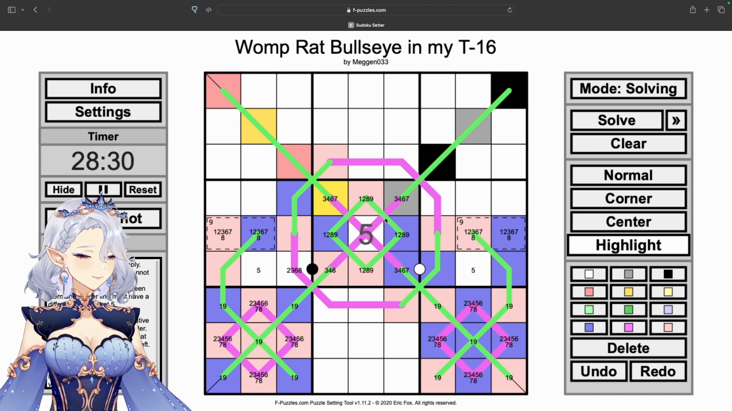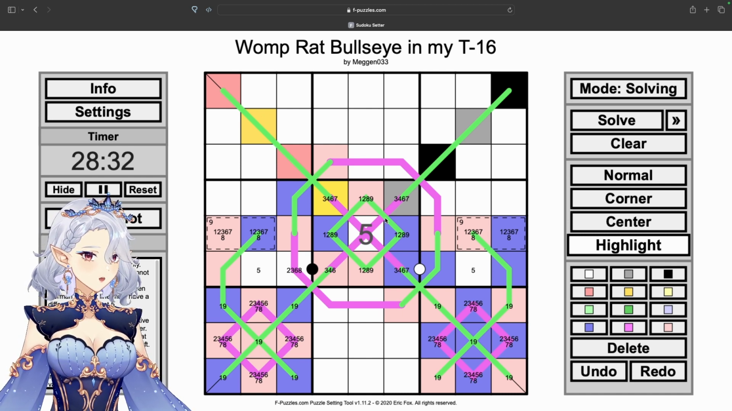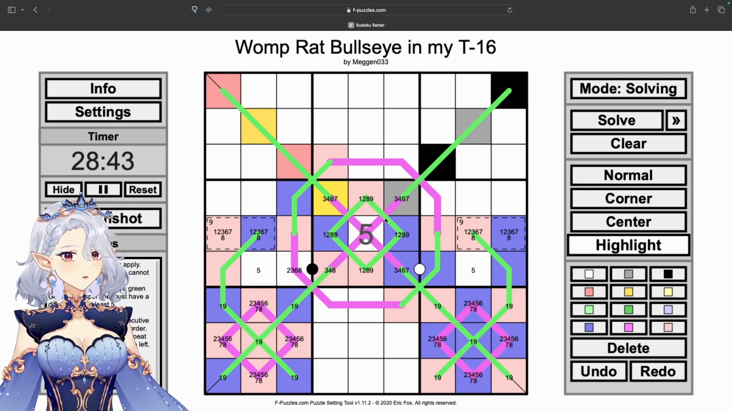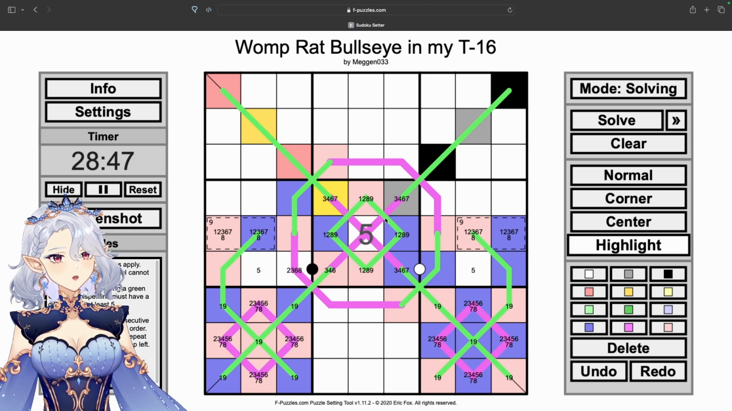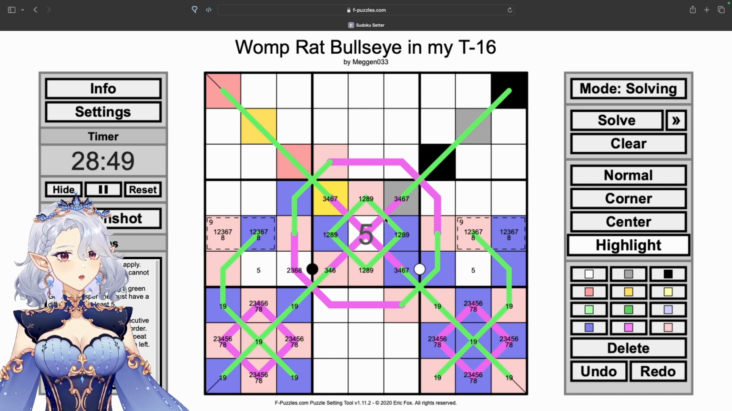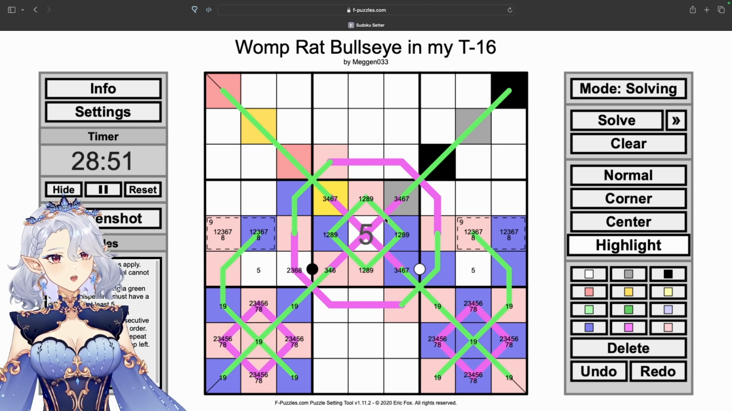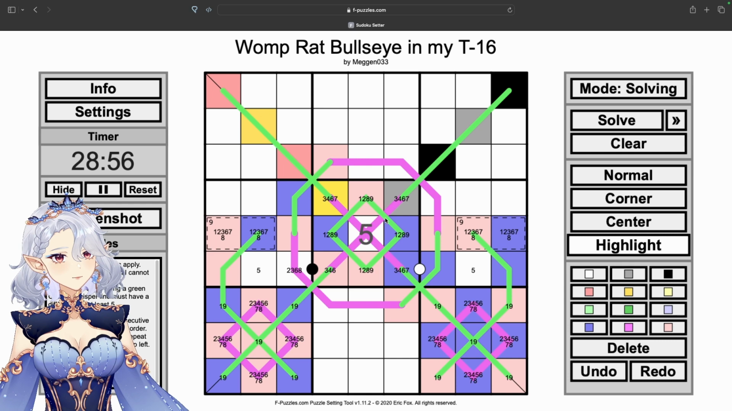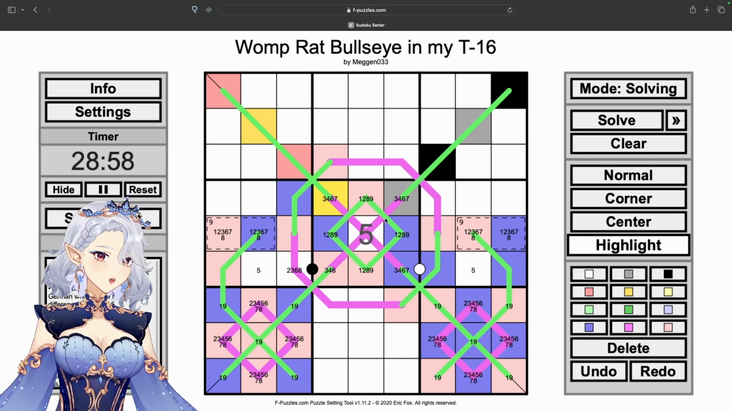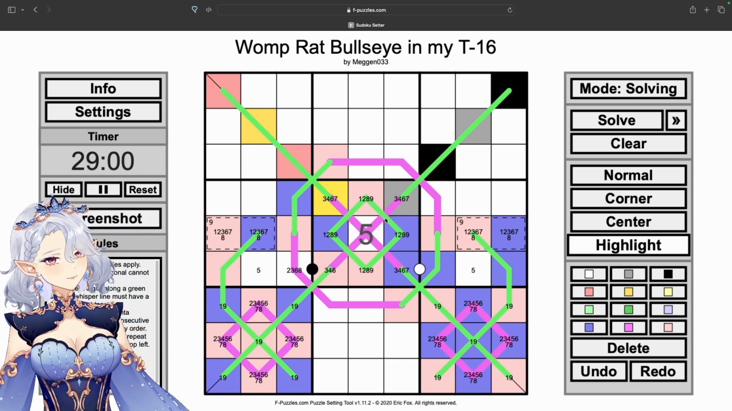So we have 3, 4, 6 here. If pink would be light and the upper one is also pink, it could be 3 and 4. It would work. Yeah, those work. I cannot exclude anything there.